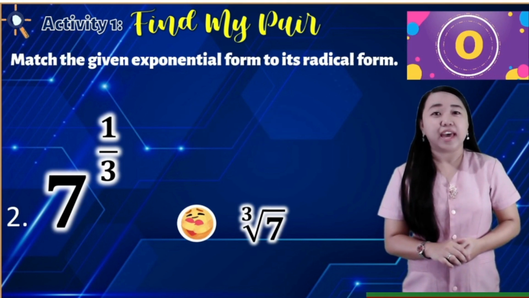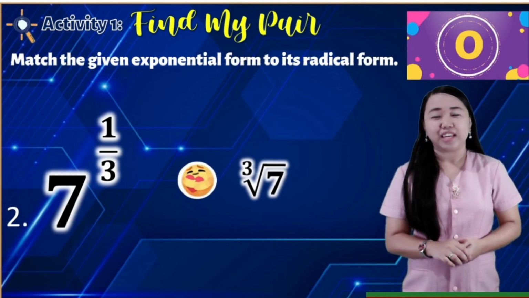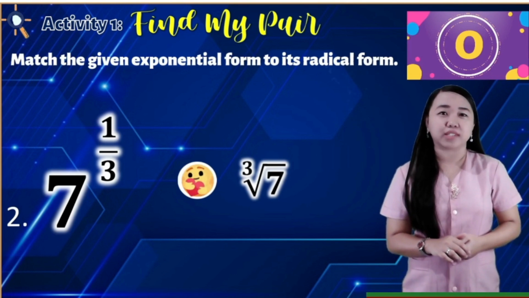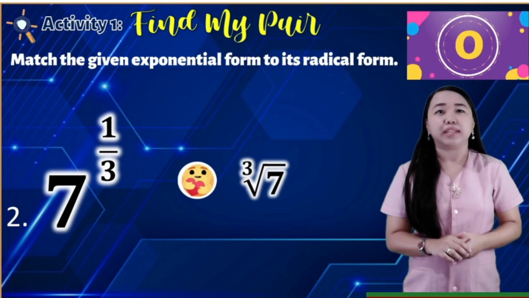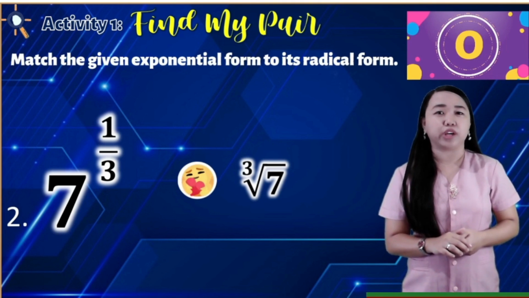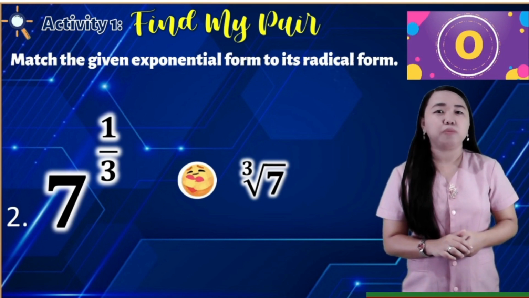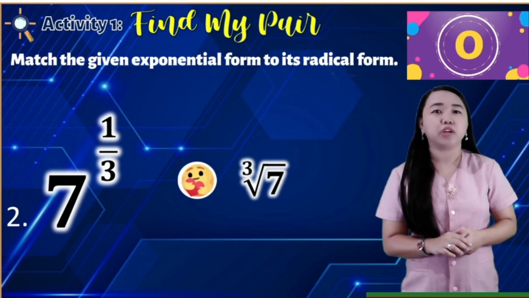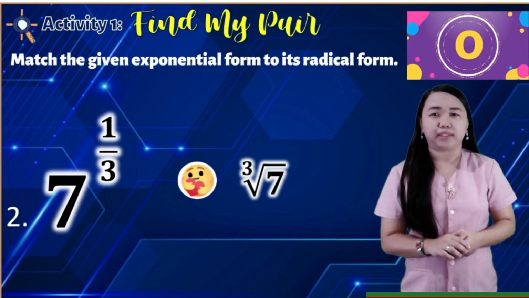If you hit OK react, you are awesome. Just like what we did in the previous item, in changing exponential form into radical form, the denominator of the exponent will be the index, and in this given, the denominator is 3. So, the radical must be cube root. The base will be the radicand, and the numerator will be the exponent of the radicand. Since the exponent is 1, we don't need to write it.